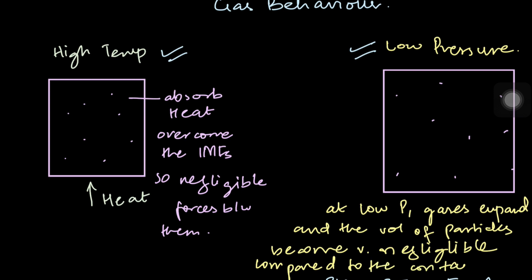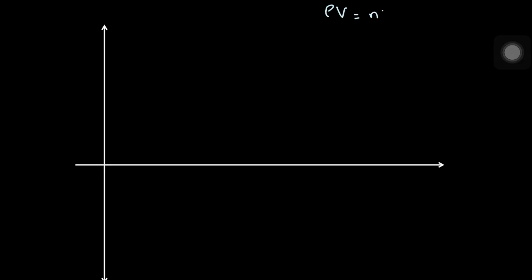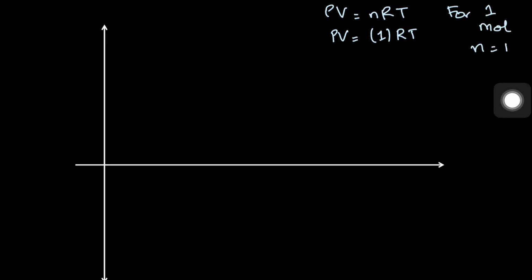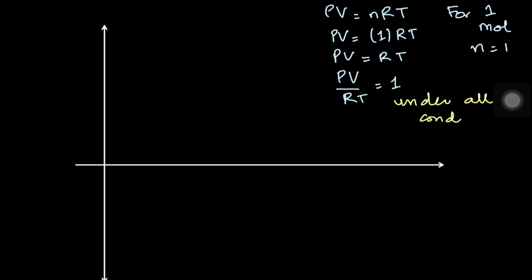Now moving on, for the general gas equation, PV should be equal to nRT. For 1 mole of any ideal gas, the small n should be equal to 1, so it becomes PV equals RT. If I take the ratio PV divided by RT, it should be equal to 1, because they are literally the same values, and that is under all conditions for an ideal gas. No matter what the temperature or pressure is, PV equals RT and the ratio is 1.